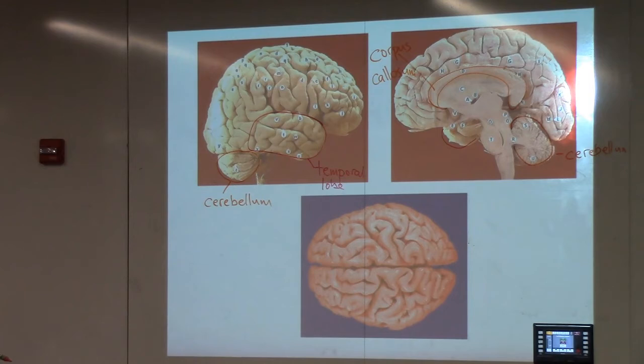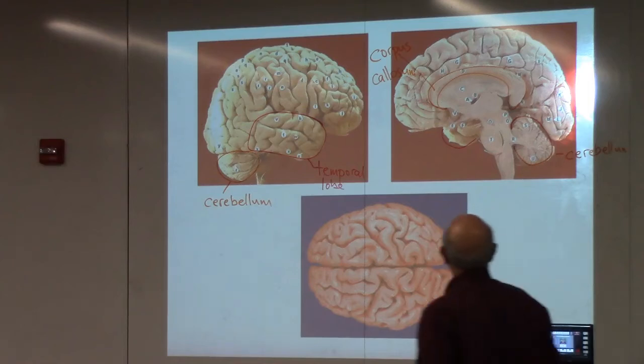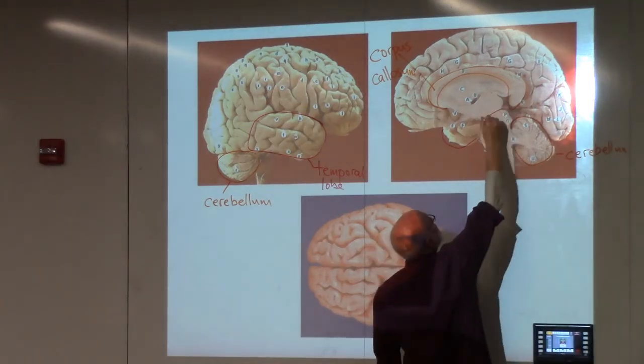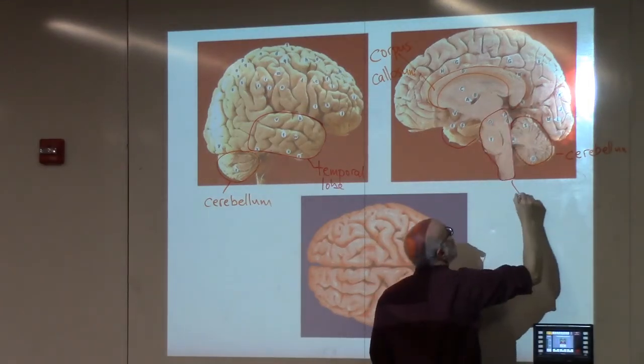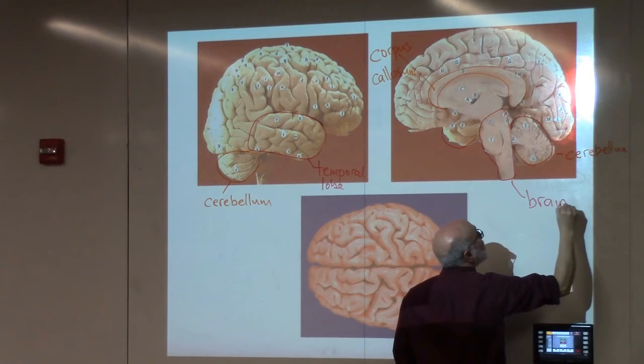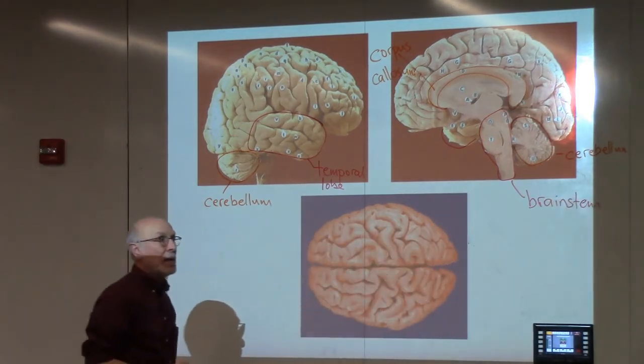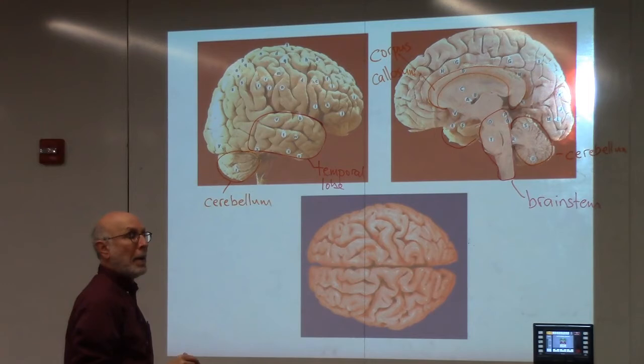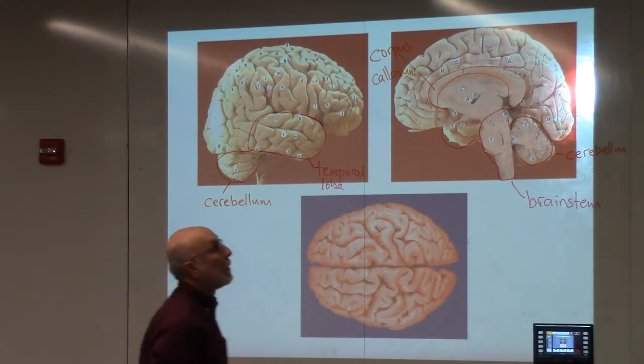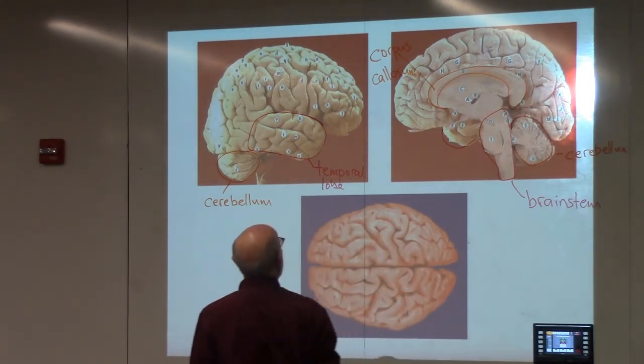Okay, Ashley? Okay. Brainstem. Okay. Neil? There's the frontal lobe. Yeah, frontal lobe.